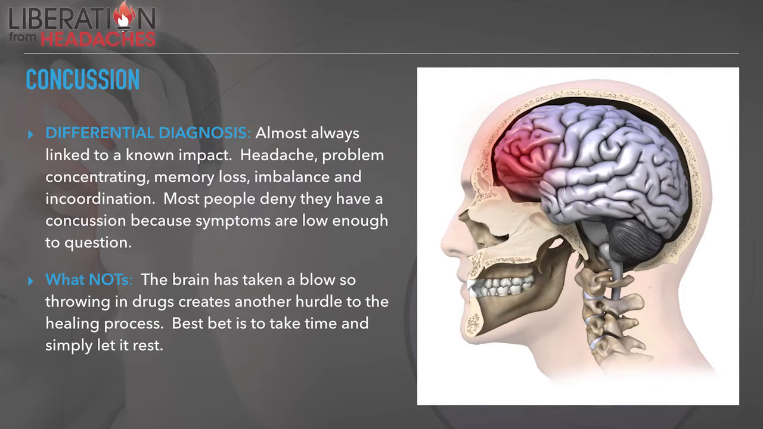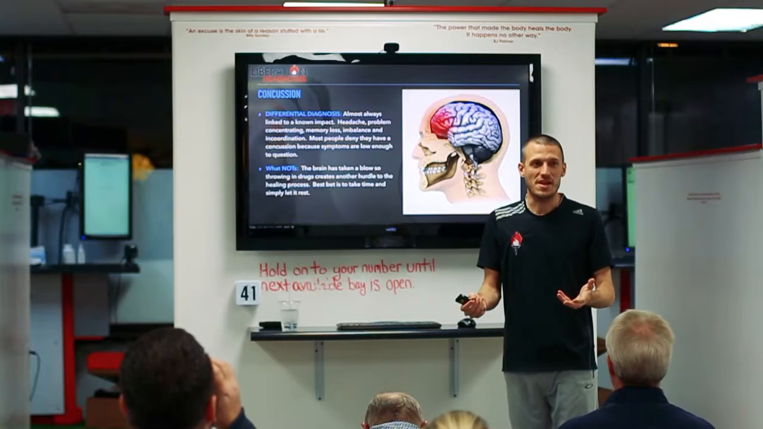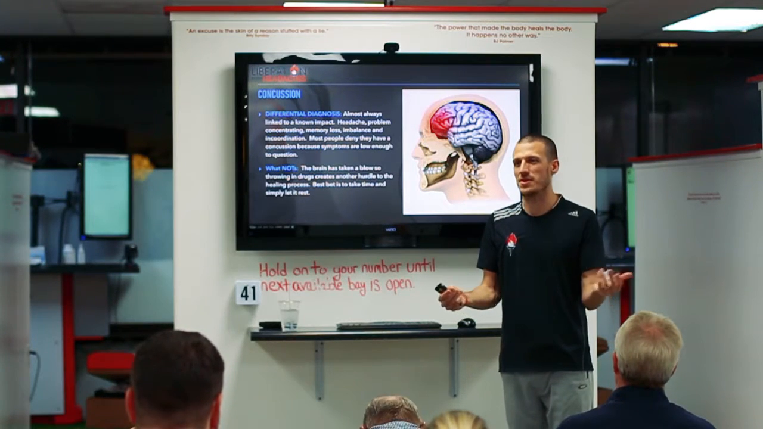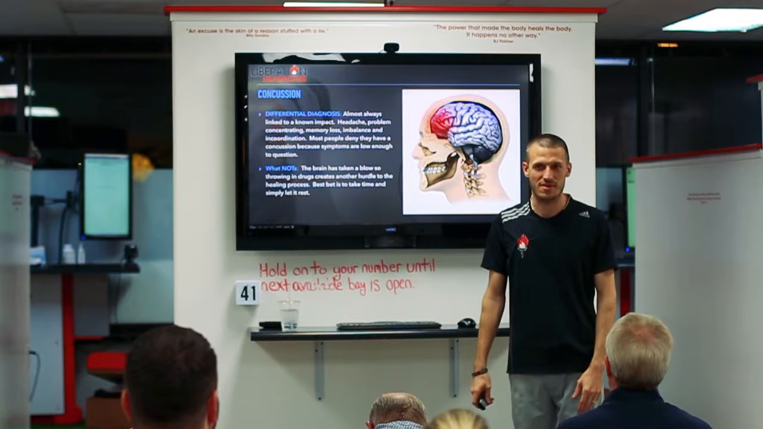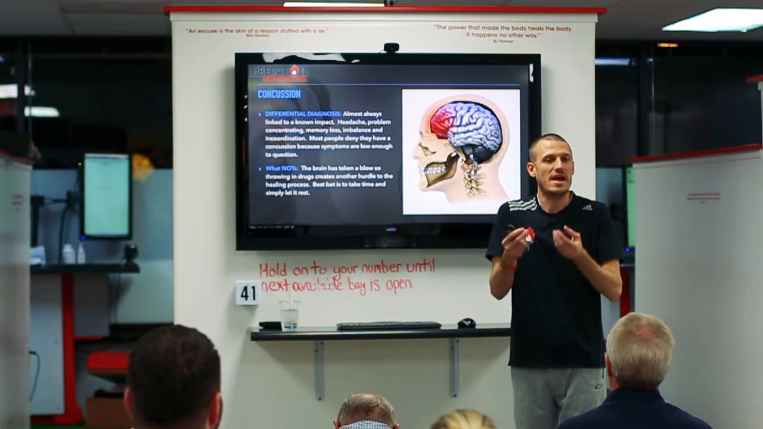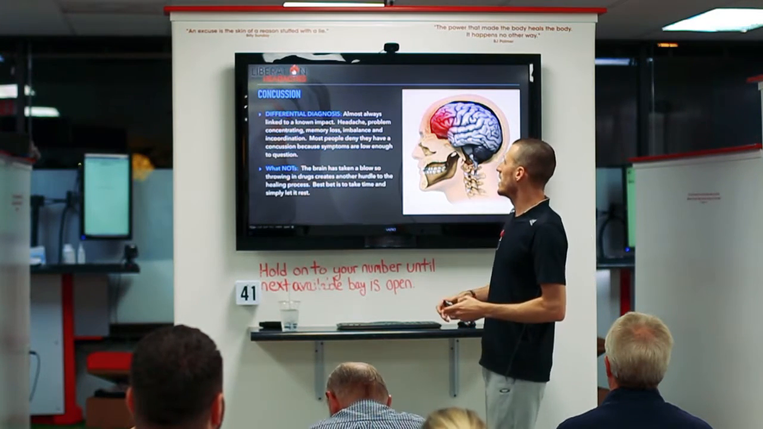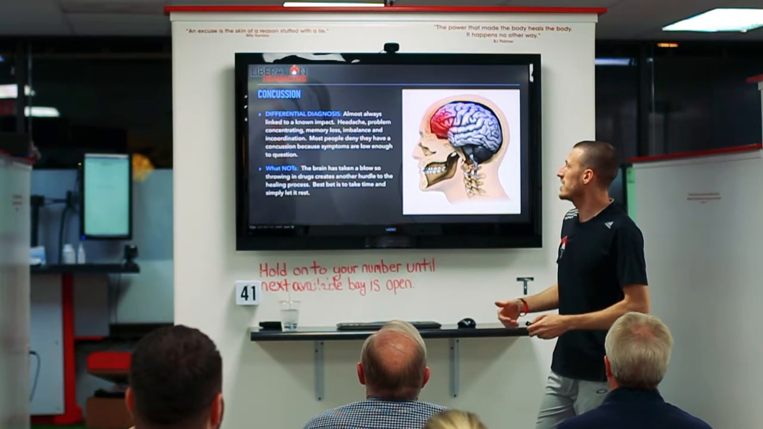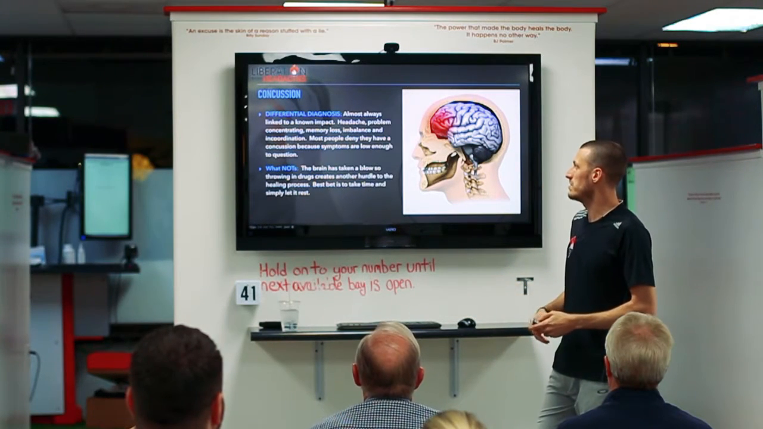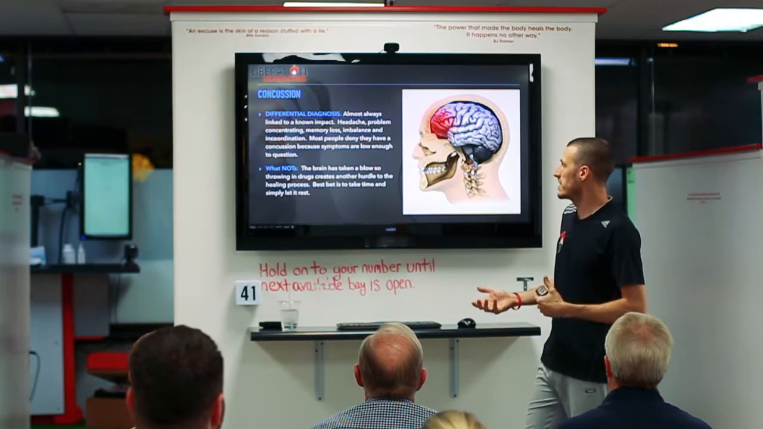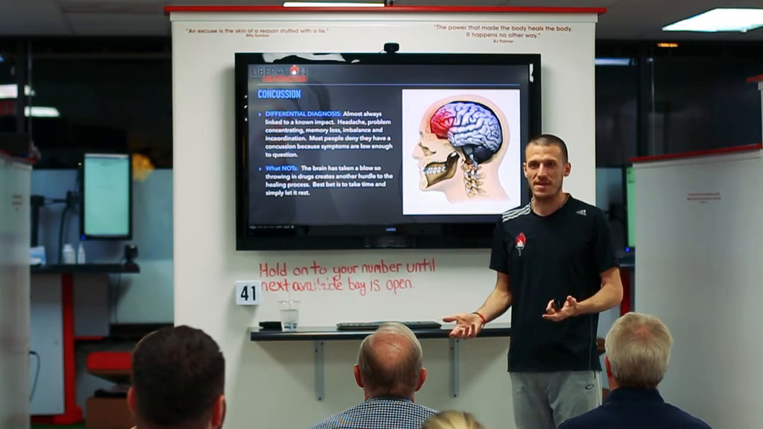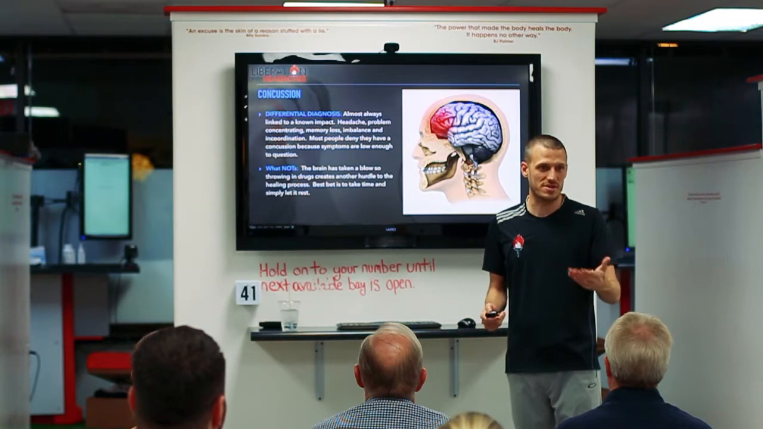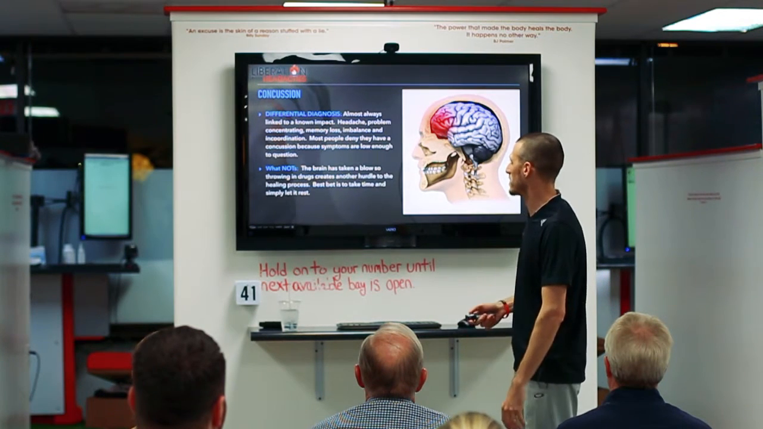So, differential diagnosis for concussion: almost always linked to a known impact. So we almost always know. This one is not so hard because it's, I totally crushed my head on a sign while skateboarding, or something like that. You're going to see a definite sign in place. Headache, problem concentrating, memory loss, imbalance and incoordination. Most people deny they have a concussion because symptoms are low enough to question. They try to stay on the field because they want to continue to play, so they'll deny that they have a concussion.